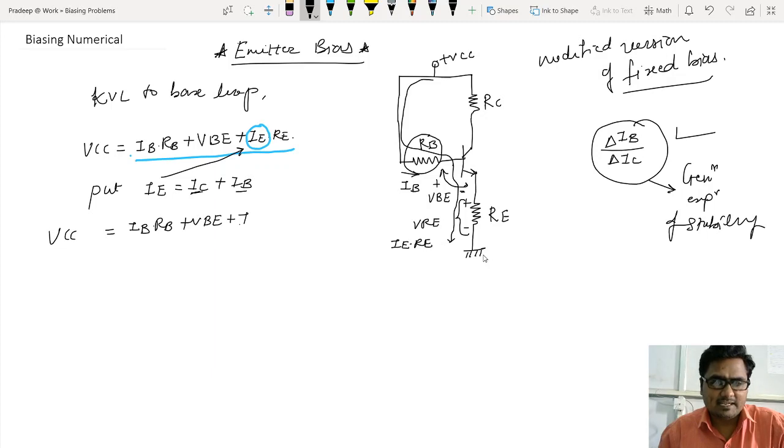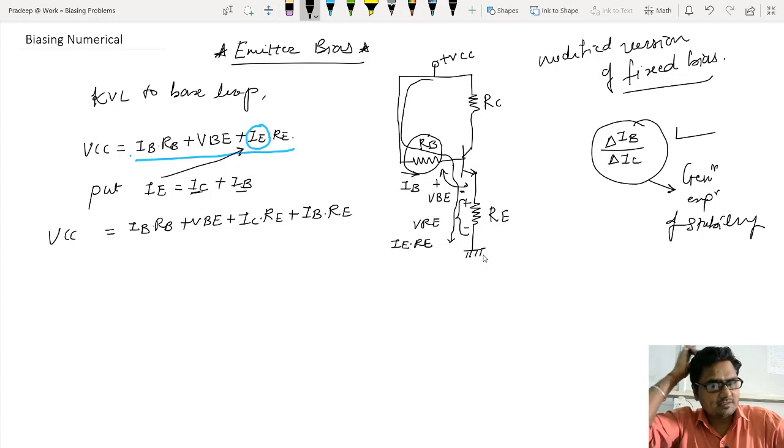It means I can write IC multiplied by RE plus IB multiplied by RE. Now check the equation. All the terms are either in IC or IB. There is no IE in my equation, and that's what I wanted all the time.